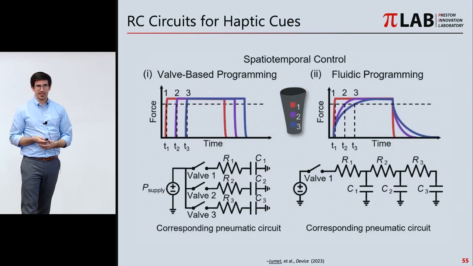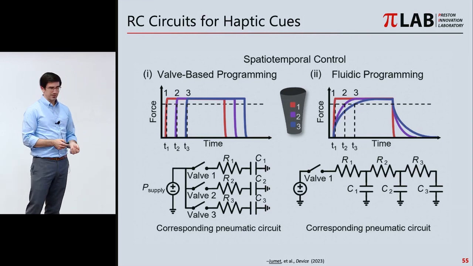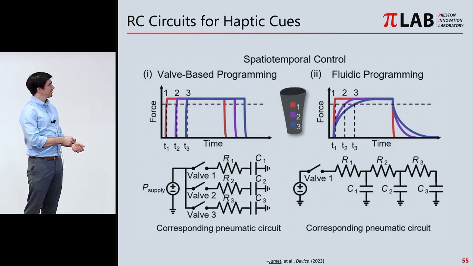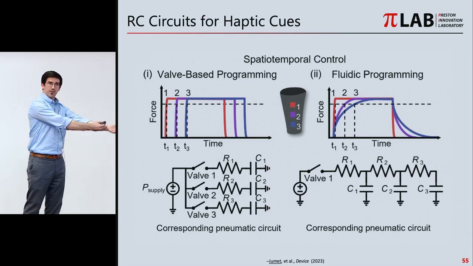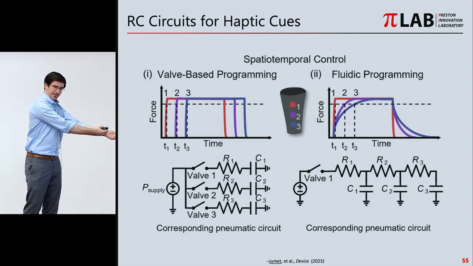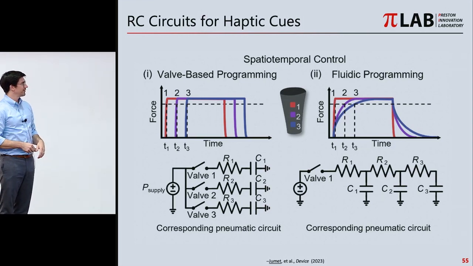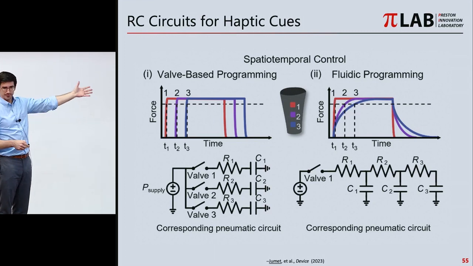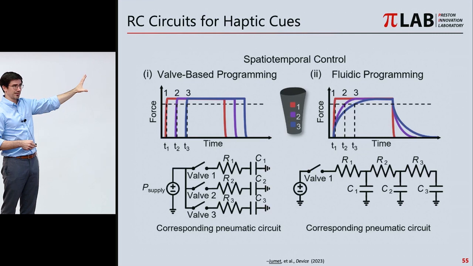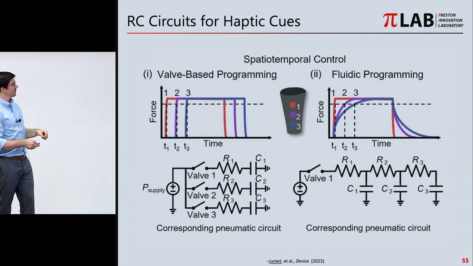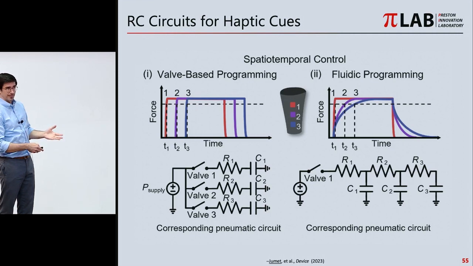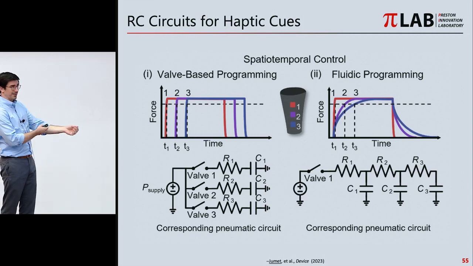Where this gets interesting is when you want to think about spatiotemporal control. So you might have, for example, the sleeve that's depicted here, and you might want to generate some haptic cue that imparts a feeling of motion along the arm, right? So we're going to go 1, 2, 3. And so we can do that, as shown on the left here, with valve-based programming. We have 1, 2, 3 solenoid valves. We have 1, 2, 3 tethers to the different inflatable regions. That's fine, but it's a little bit cumbersome in terms of the infrastructure. And so with fluidic programming, we can just use the capacitance of the inflatable regions on the sleeve itself, as well as the resistance, which we now know how to design, to basically generate a similar moving cue along the arm with just one valve and one input.